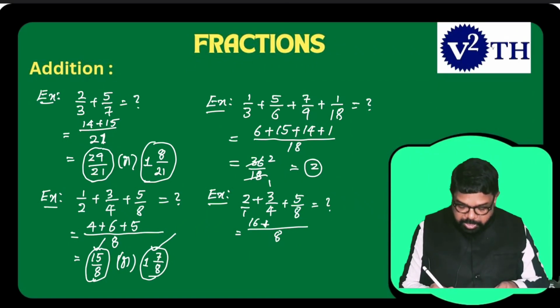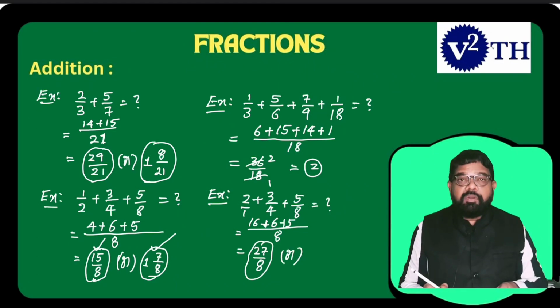Second fraction into 8: 4 2s, 2 into 3, 6. Third fraction into 8: 8 ones, 1 into 5 is 5. What are the values? 16 plus 6, 22 plus 5, 27 by 8. Now here the numerator is greater, so you have to express it as a mixed fraction.